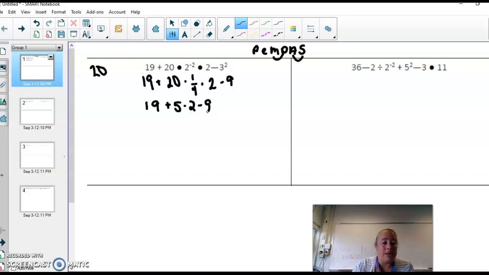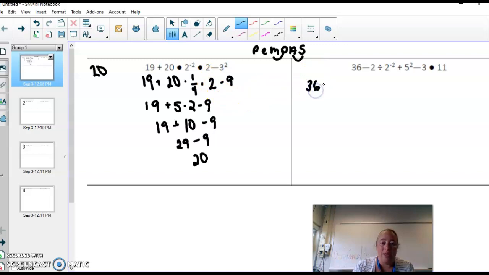Go back to PEMDAS. No parentheses, no exponents. Look, more multiplying. 19 plus 10 minus 9. Okay, I'm through here. I'm at addition and subtraction. 29 minus 9. And so this answer is 20. Okay, let's try the next one.